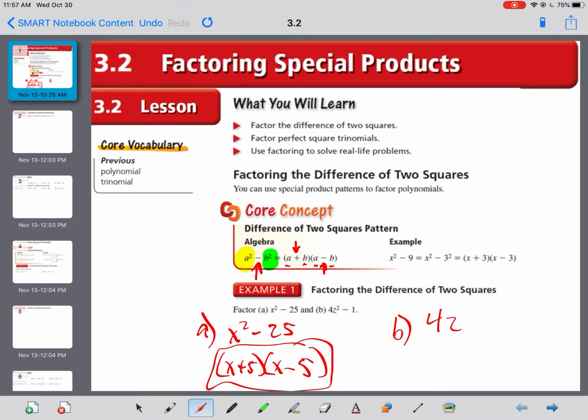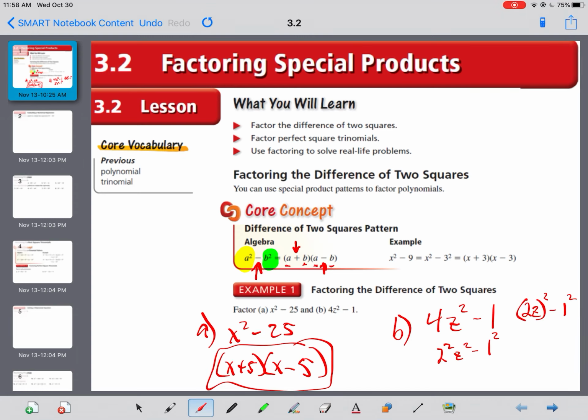B gets a little crazier. We got 4z squared minus 1. Well, we'd like to slide and divide, and you could do this, but if you really look at it, 4 is also a square, right? It's 2 squared. So I could rewrite this as 2 squared z squared minus 1. 1 is also a square because it could be 1 squared. 1 times 1 is 1. Which means I could write it as 2z all in one thing squared minus 1 squared.